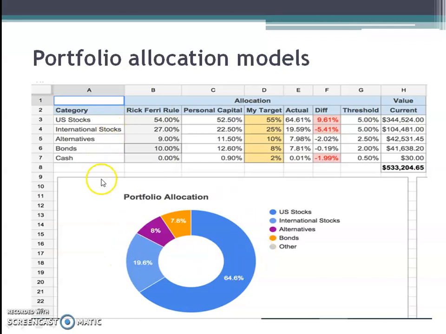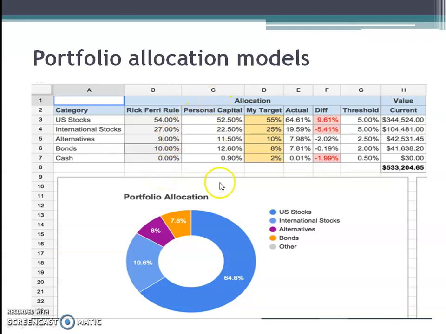Now, how they have allocated this is again an Excel inbuilt model, where we need to decide the various categories in which to make the investments. Then we need to write down which format we would like to follow. So here we would like to follow the Ricky-Ferry rule. This is again a model with the help of which we can make the investment.